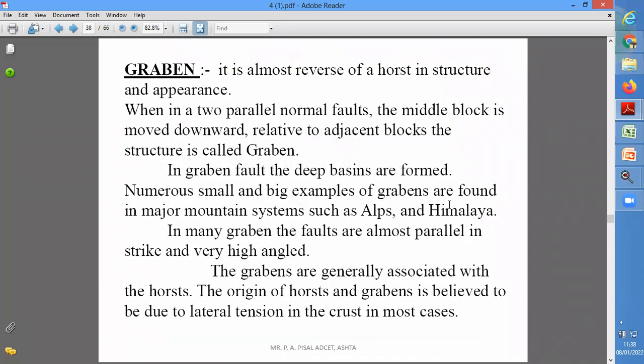Like the Alps and Himalayan mountains, you can find a number of graben type of faults. They are very high angled, like the horst type of fault. The grabens are generally associated with the horst, meaning horsts and grabens are simultaneously present in the same area. The origin of horsts and grabens is believed to be due to lateral tension in the crust in most cases.